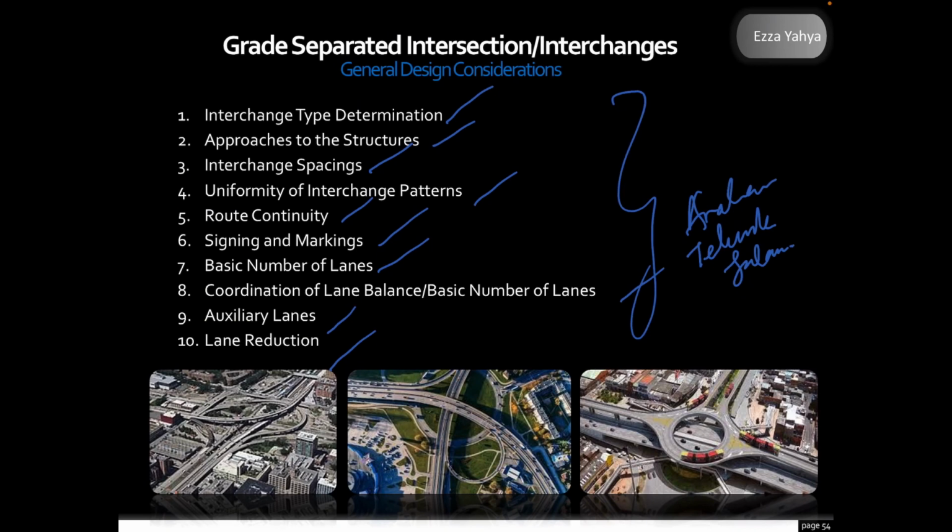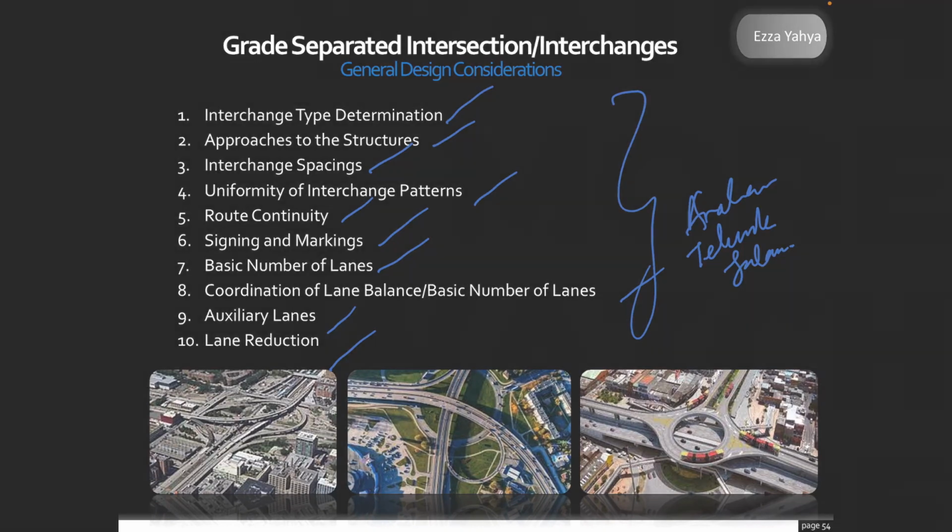Okay, that's all for part 3. We will continue in another class regarding part 4, the last topic in this chapter. Okay, thank you all.